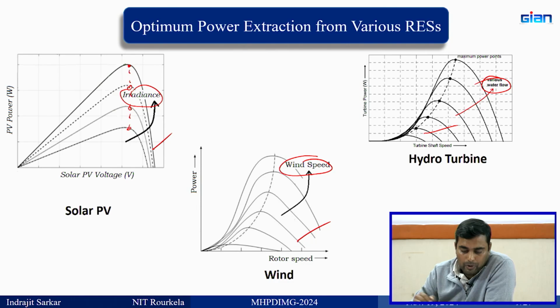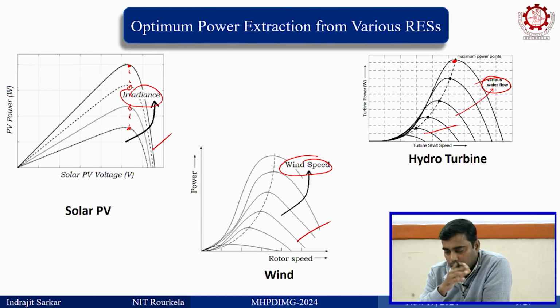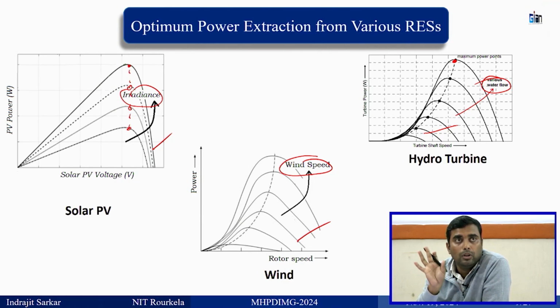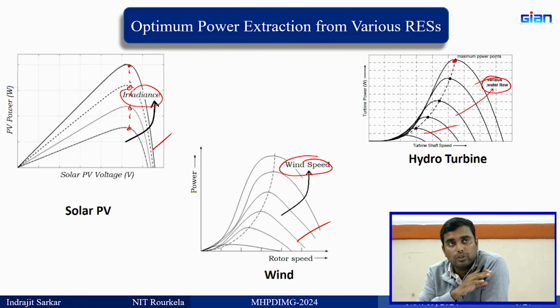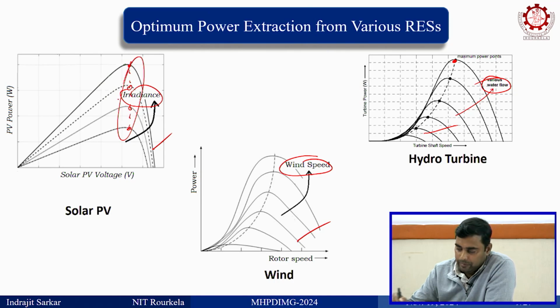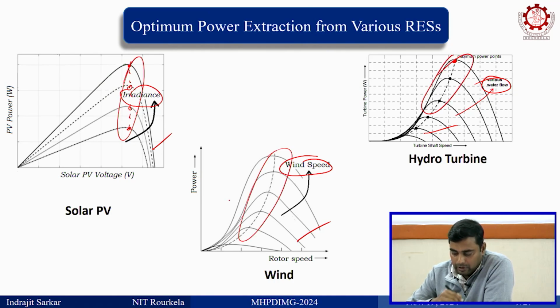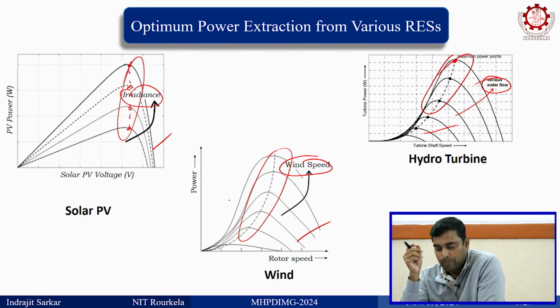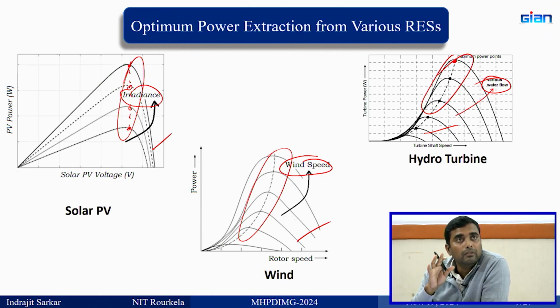So the role of the power electronic converter on the source side is to extract the power at MPP, that is the sole role. If you have two converters, one will take care of the grid side, another will take care of the source side. The source side converter is going to deal with this MPP, whether it is solar, wind, or hydro, everywhere this MPP tracking will be there, and you need a converter in order to track this.